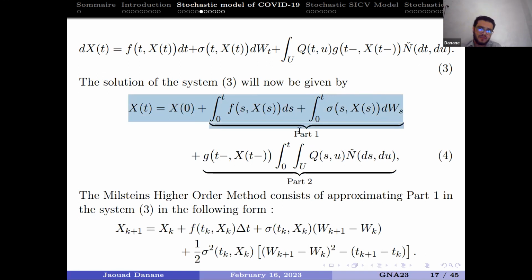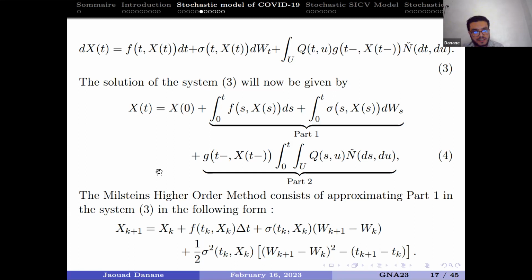So now in this we can see that the first part is the continuous part. We can approximate this part by the Milstein higher order method, given by the following expression. And the second part we will treat in the next slide.